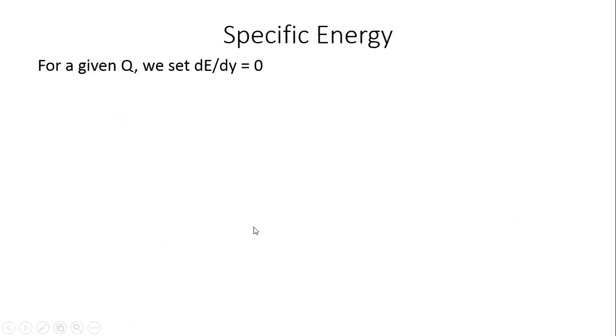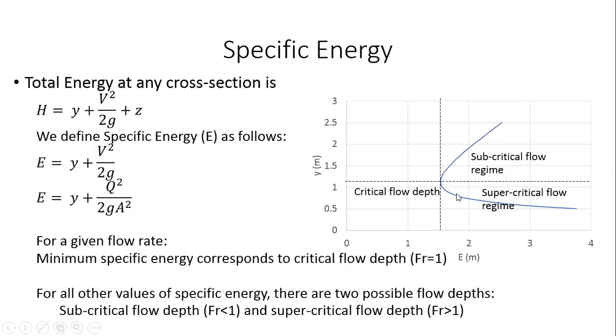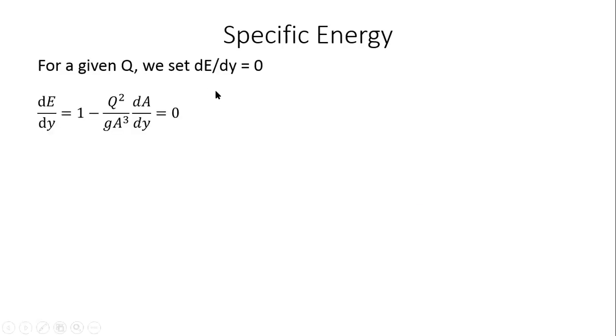Okay. So for a given Q, if I set dE by dy equal to 0, right? Because here, if you go back, you see E as a function of y, it reaches the minimum at what we call the critical flow depth. I'll prove that to you just in a few seconds. Okay, I'm going to set dE by dy equal to 0, right?